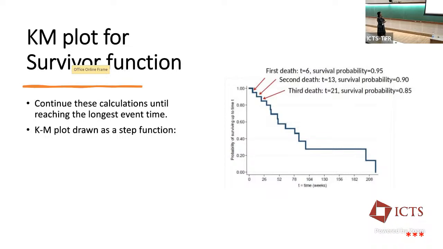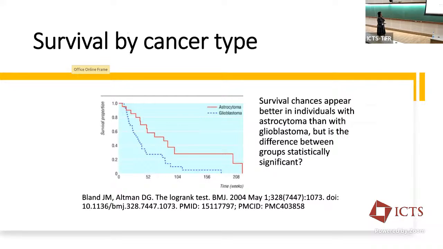Okay. So first death, t is equal to 6, survival probability is 0.95. Second one, t is equal to 13, survival probability is 0.90. And third death, t is equal to 21, survival probability is 0.85. We can continue with that, and we can get this Kaplan-Meier plot drawn in a stepwise fashion like this. Okay. So this is one, that is, we're just studying the whole cohort as it is.